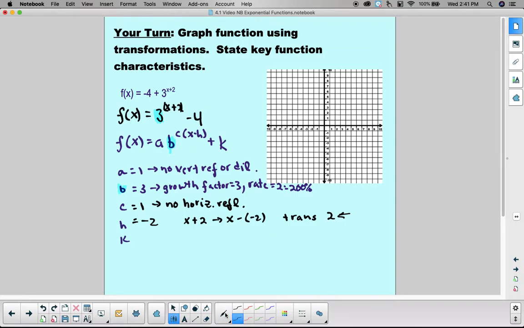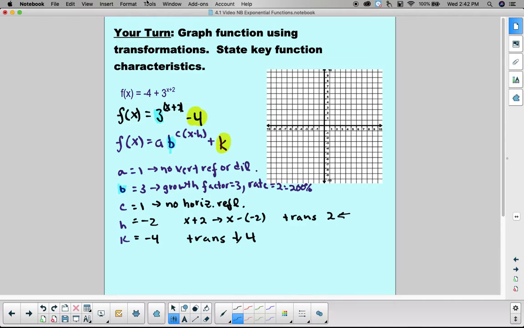Finally, we get k. k is the constant term that's all by itself. And k is right here. So k in this example is -4. So that means that we've been translated down by 4. Okay, so now we've identified all these transformation parameters. Now we need to translate the function. Since the function hasn't been dilated or reflected, just translated, this is really, really nice.